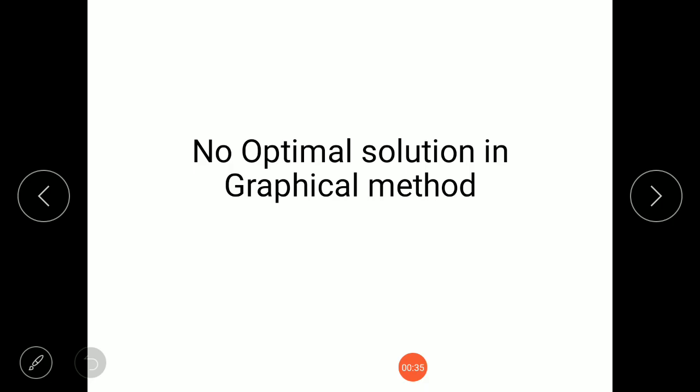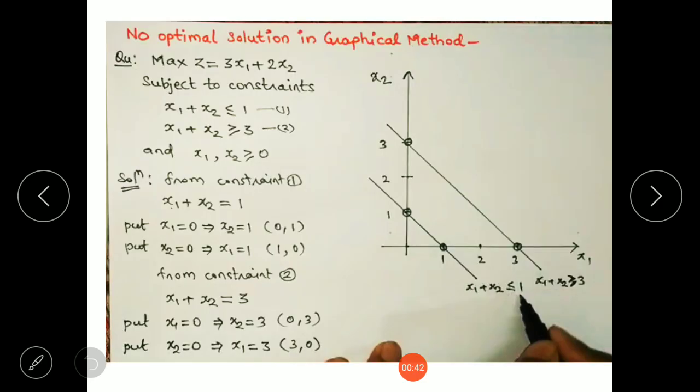So the first one is no optimal solution in the graphical method. For this, let's take a numerical: maximization of the objective function z equal to 3x1 plus 2x2, subject to the constraint equations x1 plus x2 less than or equal to 1, and x1 plus x2 greater than or equal to 3, and x1, x2 greater than or equal to 0. So here the objective function is z equal to 3x1 plus x2.